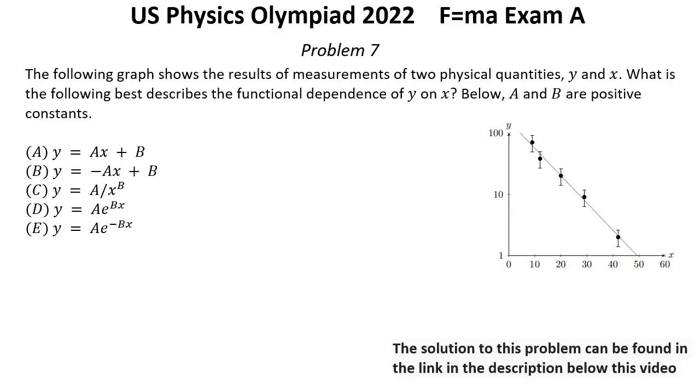The plot shows a linear relationship between x and logarithm y, which means that y is an exponential in x. Since y decreases as x increases, we have logarithm y equal a minus bx, and y equal a multiplied by exponent in power negative bx. That will be answer E. That was the solution for problem number 7.